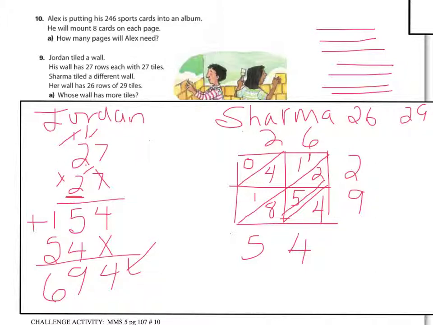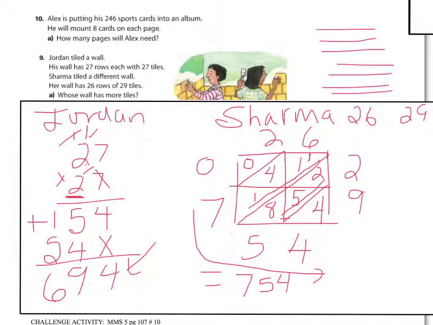All right, now my next diagonal is 1 plus 1 plus 4. 2 plus 4 is 6 plus 1 more is 7. And 0, which really means nothing. Remember, I have to write down my answer so people know which part is the answer. So my answer is 754.